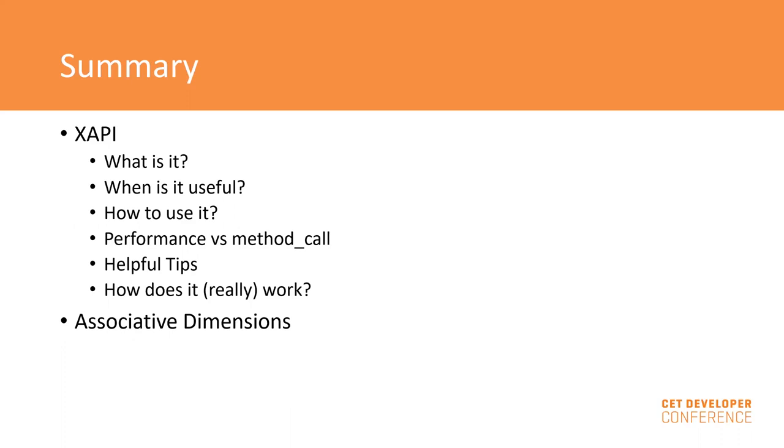We're going to first go through what is XAPI, when is it useful, how to use it, performance of using it, and any helpful tips. Then from there I'm going to diverge and talk a little bit about associative dimensions, and then I'm going to come back around and go in depth on how XAPI works in the backend.